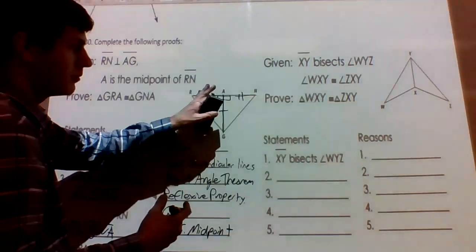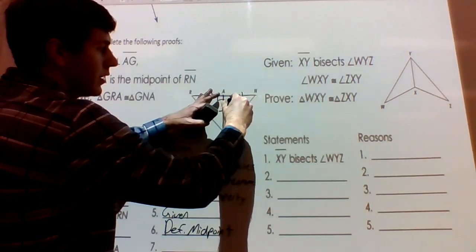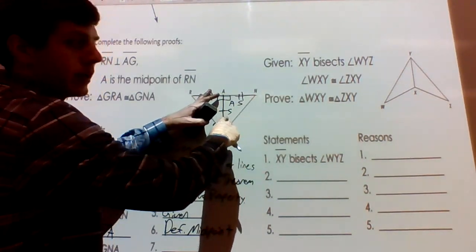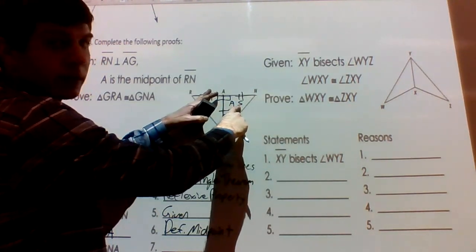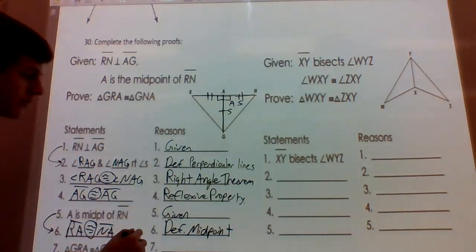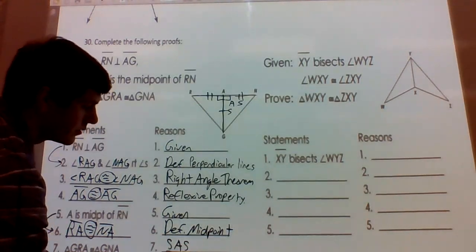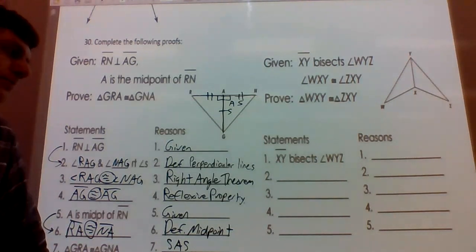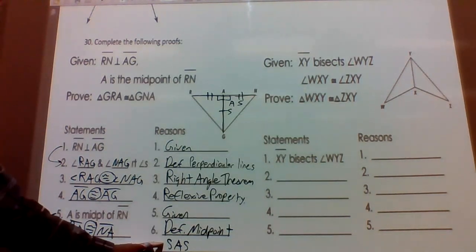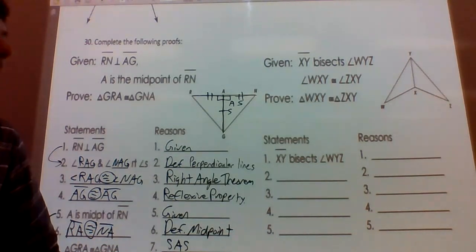Cover one triangle up: side, angle, side. Is this the side or an angle? It's a side. This is the side or an angle? It's an angle. This is the side or an angle? It is a side. So we have the side, angle, side postulate or theorem, it's fine. Whatever you think is good or your teacher thinks is good, and I think side, angle, side is fine.